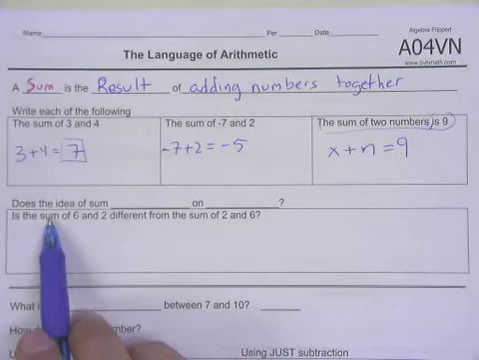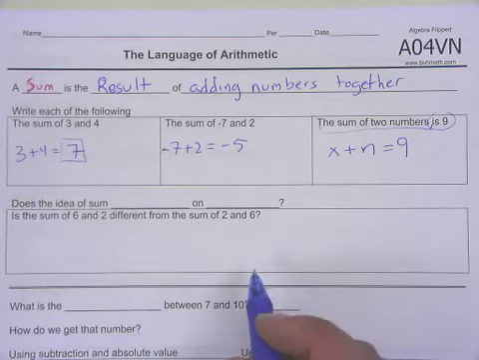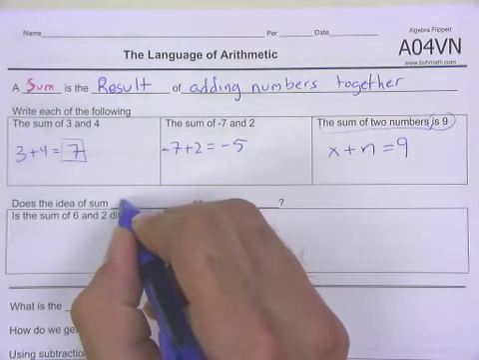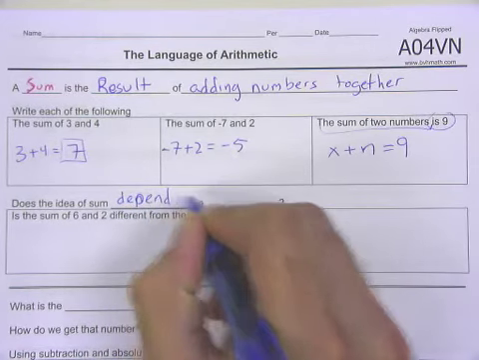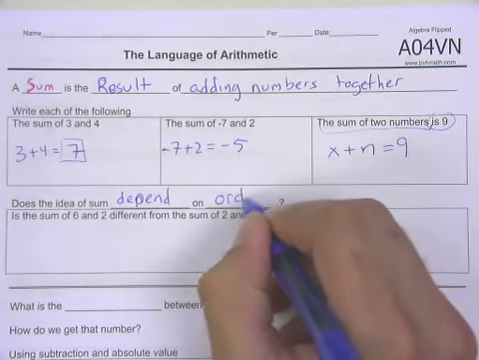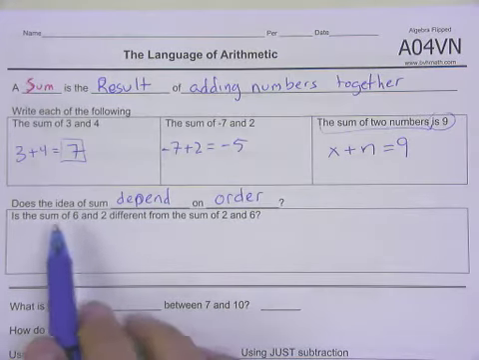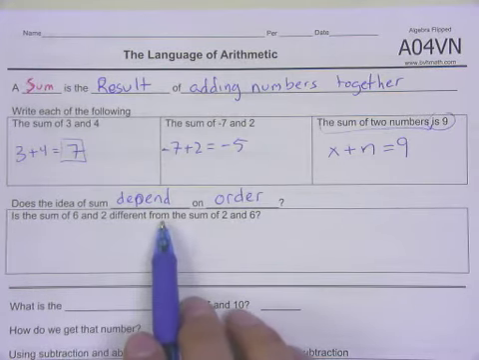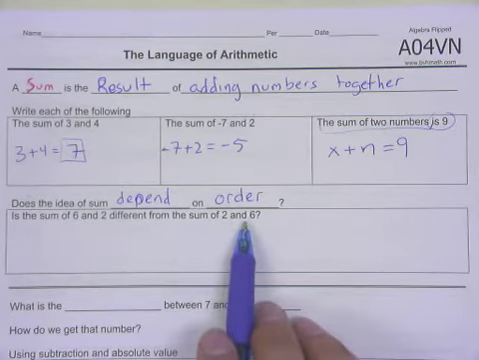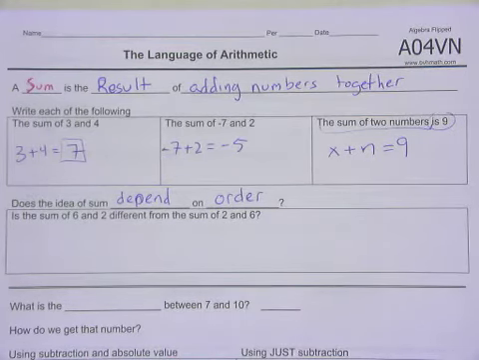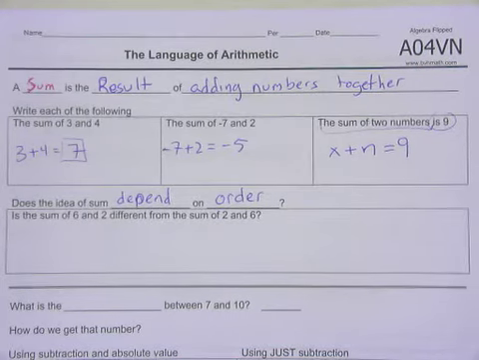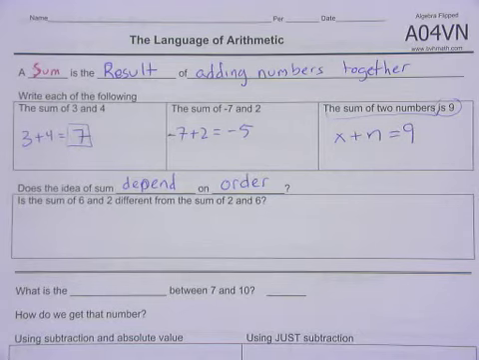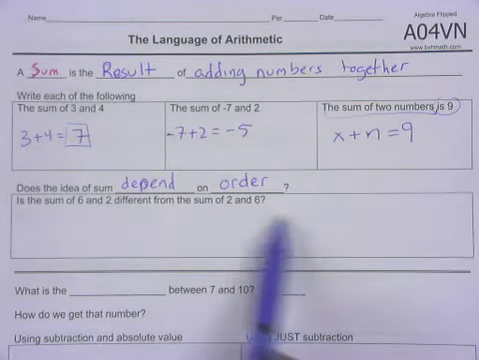All right. Here's a weird question. Does the idea of sum depend on order? And what I mean by that question is the sum of 6 and 2 different from the sum of 2 and 6? I want you to take a moment to answer that, and we'll talk about it in class. So pause the video, write an answer there, and then unpause the video and we'll move on to the next little section. When you get to class, I expect this to be answered.